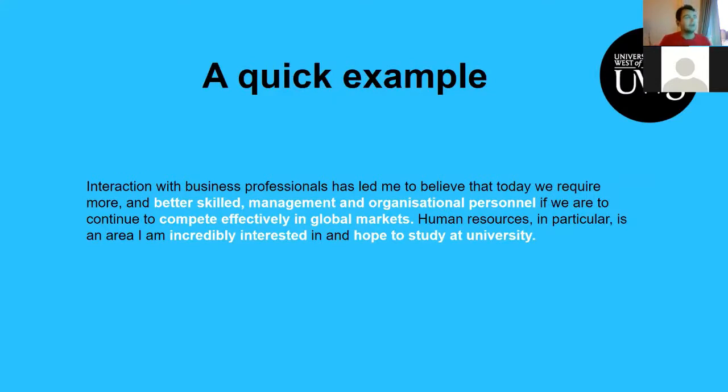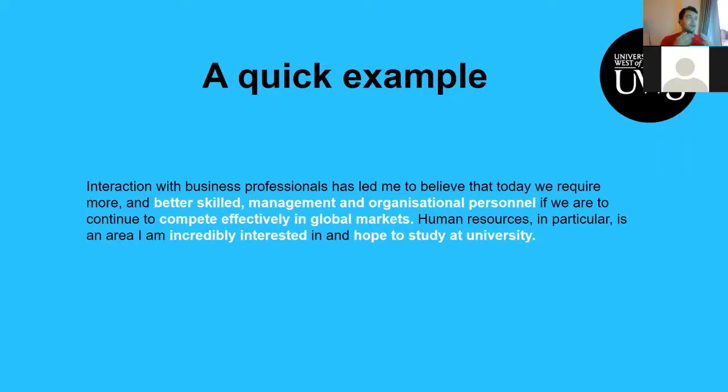So what I've done now is highlighted the bits where it's really, really strong and something you should include. This person has said they are obviously incredibly interested and hope to study it. They've given a bit of research around the human resource subject area, such as this person believes that they require better skilled management and organizational personnel to compete effectively in global markets. These are all words which will be used in a business related course.